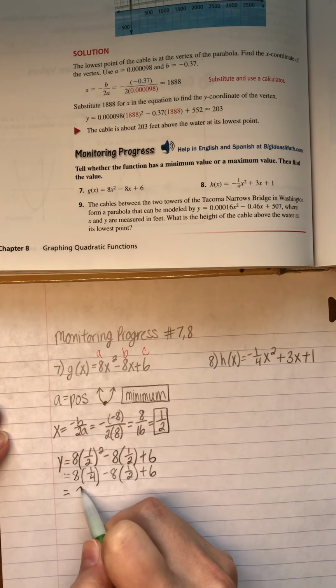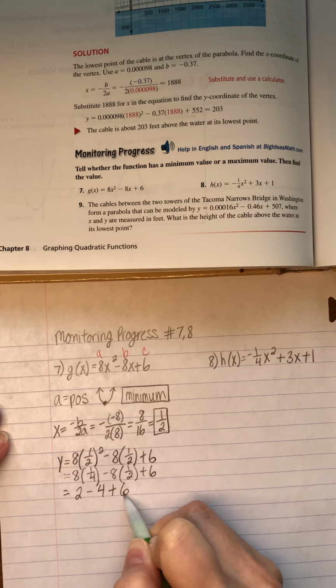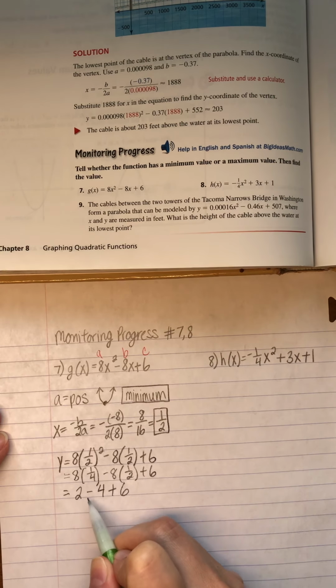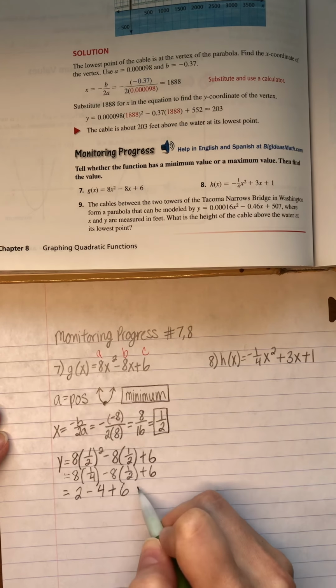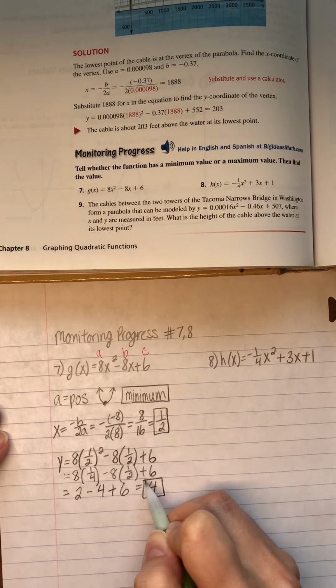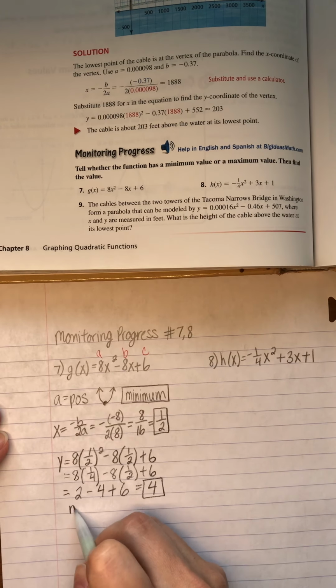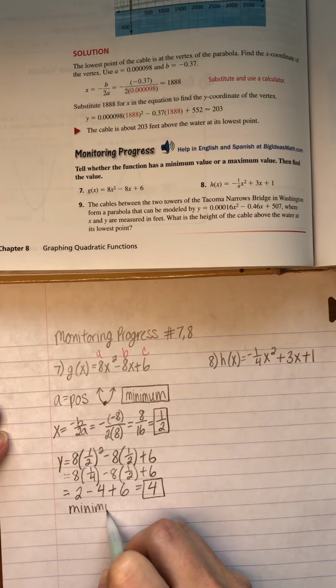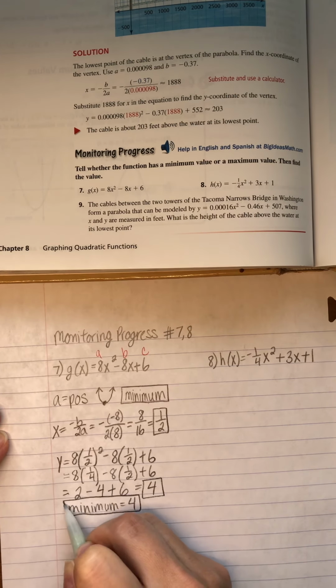8 times 1/4 is 2, minus 8 times 1/2 is 4, and then plus 6. So 2 minus 4 is negative 2, plus 6 is 4. So that means that our minimum value is 4. The minimum equals 4. That's our final answer to this question.